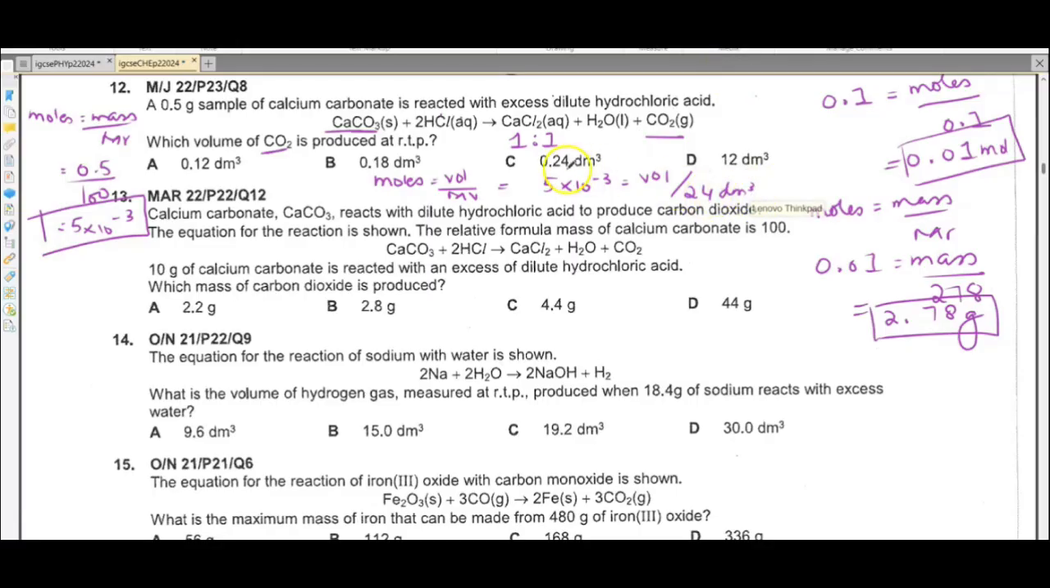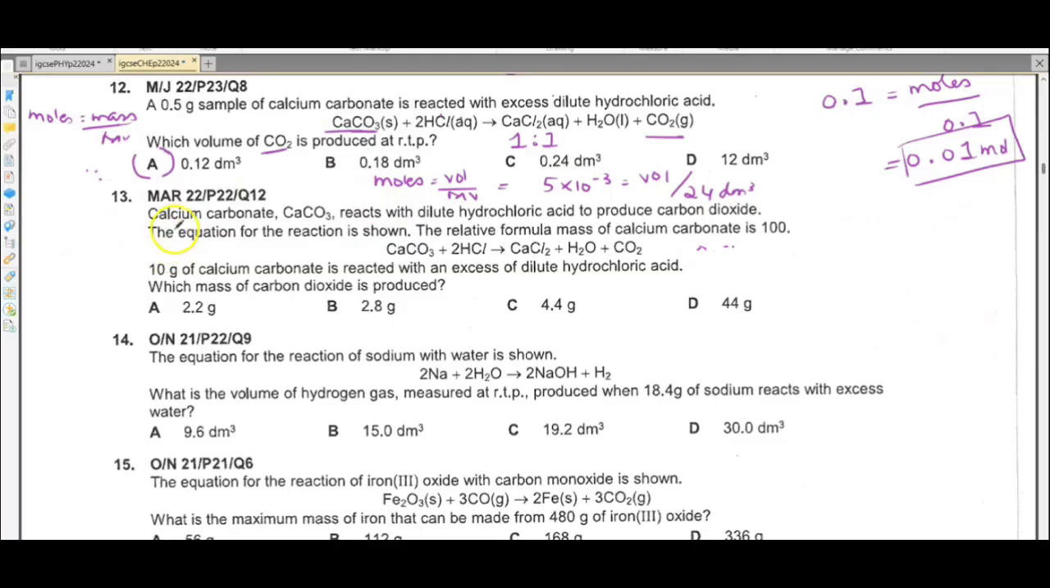So if we multiply 24 with 5 into 10 raised to the power minus 3, we get a volume of 0.12 decimeter cubes. Okay? The answer requires us to give it in decimeter cubes, so this is it. Okay? So I hope you understood the question. Moving forward, question number 13.